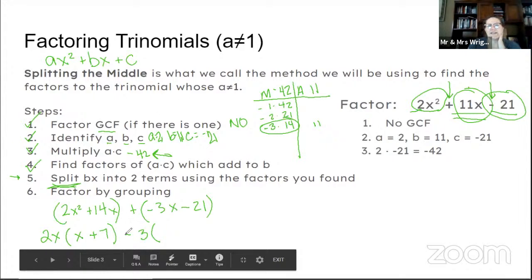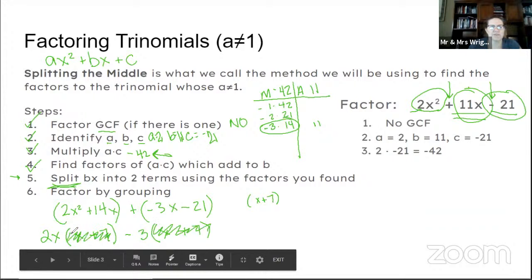If I add a negative, it turns into just a negative. So negative 3x divided by negative 3 is x, and negative 21 divided by negative 3 is positive 7. Well, now we can see that we have x plus 7 and x plus 7 being the same. So we can go ahead and rewrite this as x plus 7. Let's cross them out and see what we have left.